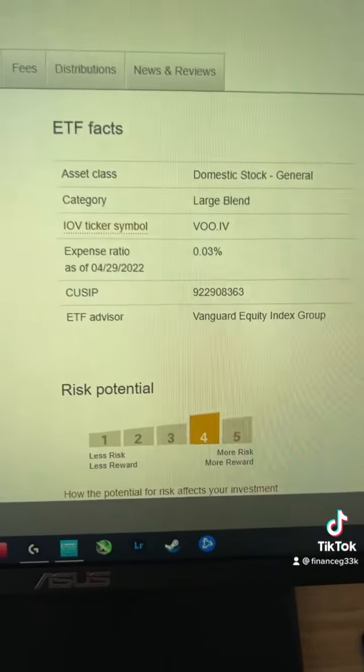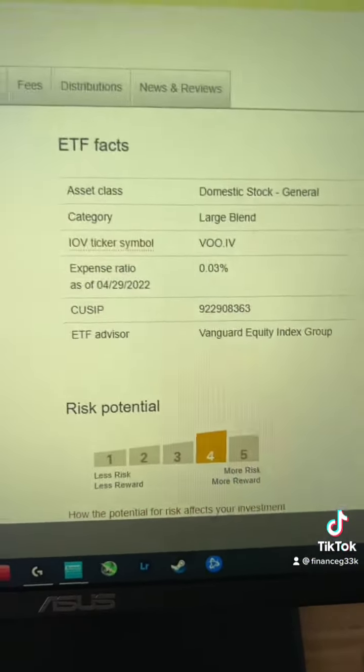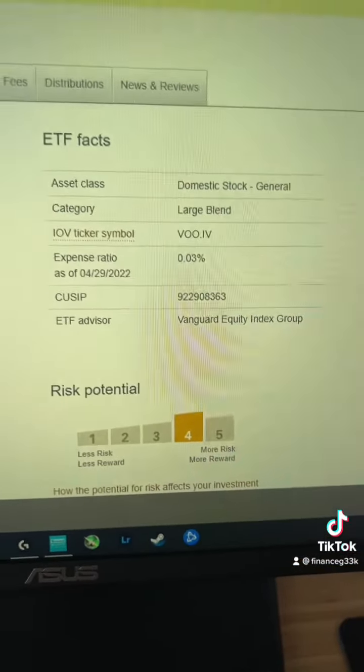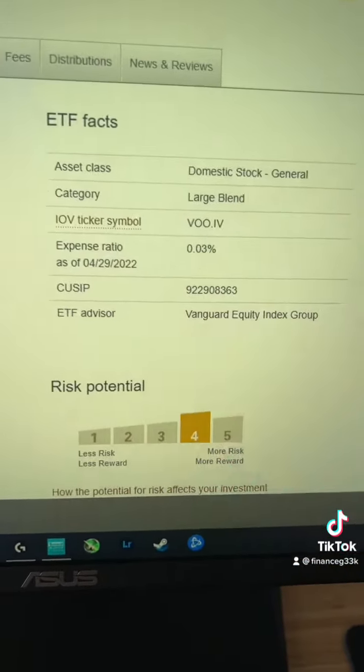And sometimes if you got a 401k plan, you have no other option but to pick the actively managed fund, and it's going to be more expensive, but sometimes you just got to work with what you got.